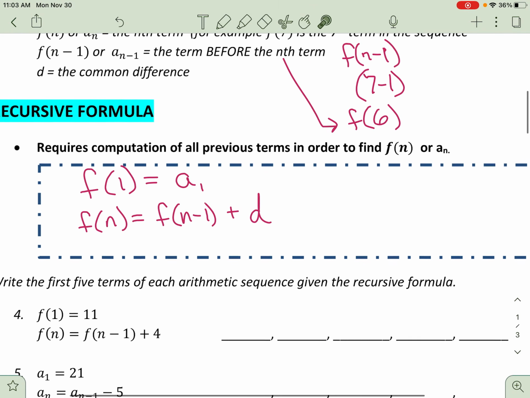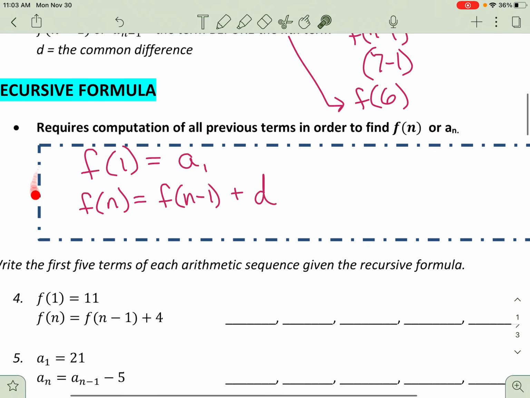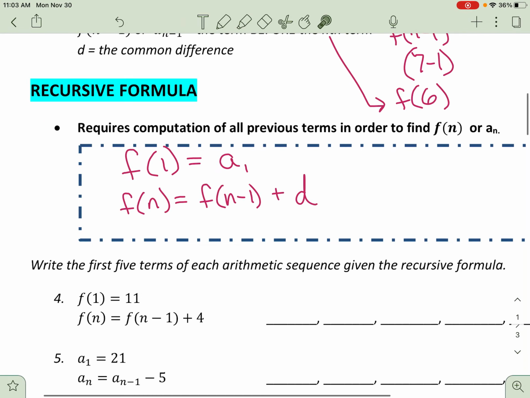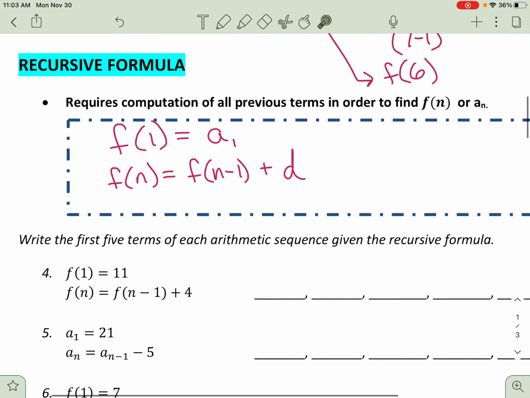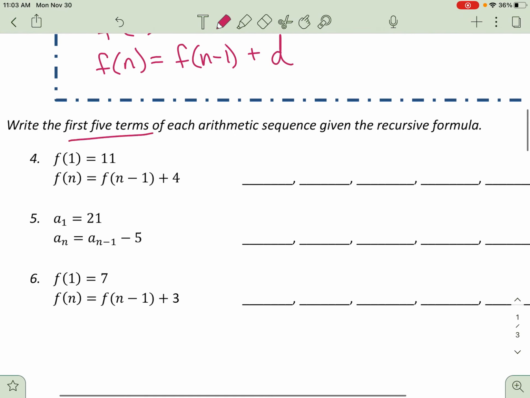D is common difference. So recursive formula, you can pause it now, make sure you get this written down, requires computation of all the previous terms in order to find f of n or a sub n. So in order to find the nth term, like it could be the 100th term, in recursive, you first have to know what is the first term. That's what this means, a sub 1. It's not steak sauce. We're talking about the first term of the sequence, so the very first number. Okay, you have to know that, and it would say f of n equals the previous term plus the common difference.